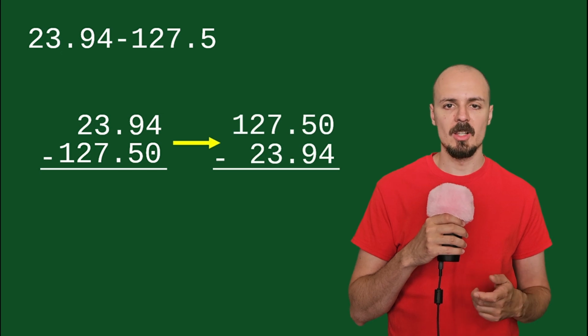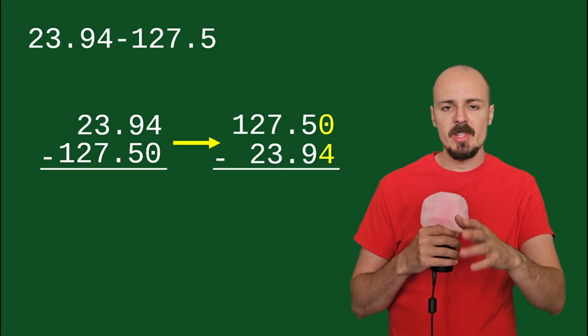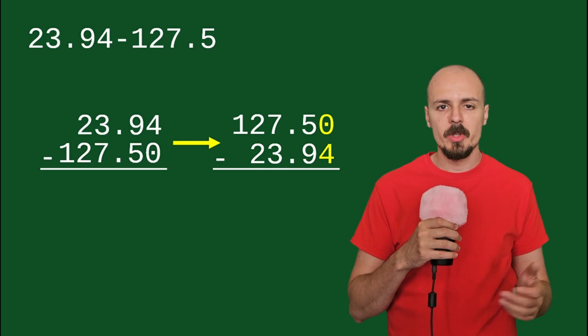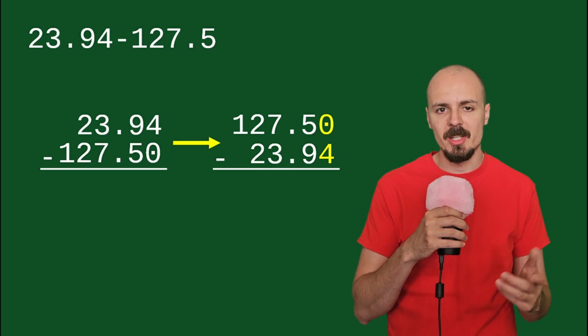Let's try another question, and this will be the last one, I think. Say we have 23.94 minus 127.5. Well, again, it's a case of the smaller number minus the larger number. So we can stack these numbers up but ultimately we'll have to swap this order just like we did in the last question. Now, notice that I've added a 0 here at the end. You don't have to do that. I just like doing it sometimes so that there's not an empty space.